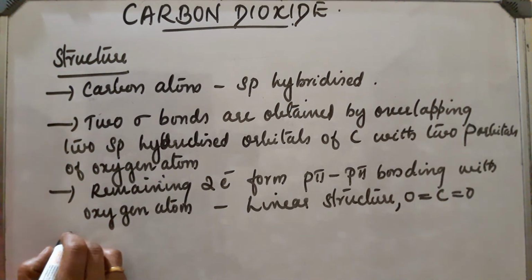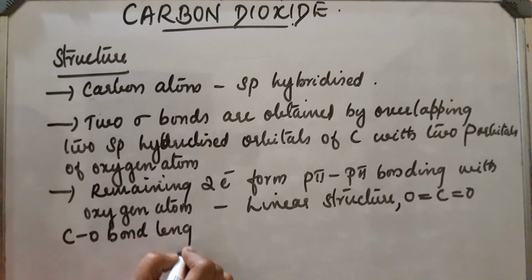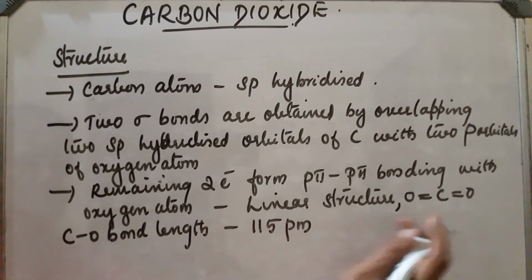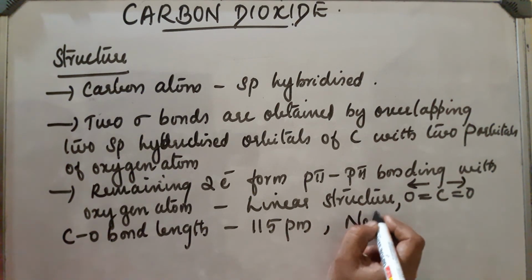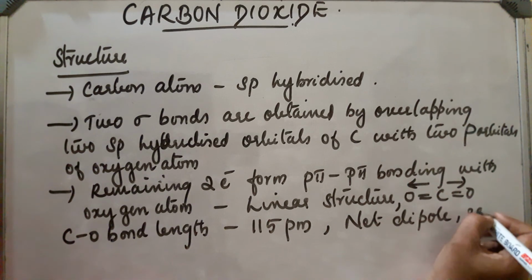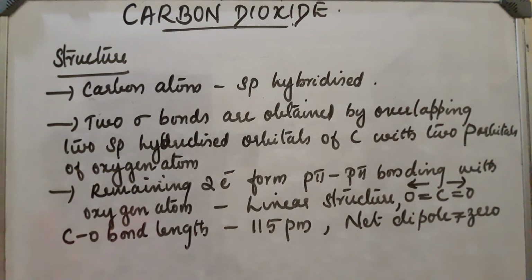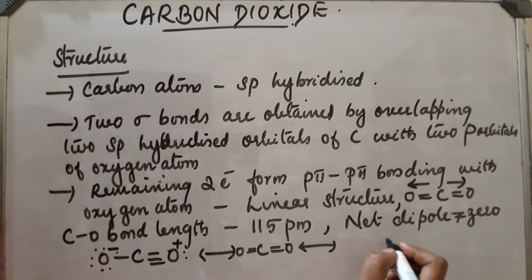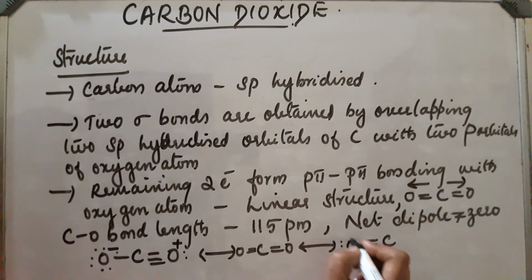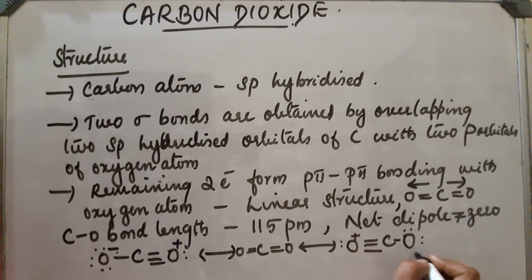The CO bond length is found to be 115 pm, and the CO bonds are equal and opposite, so the net dipole is 0. And the resonating structures of carbon dioxide are like this, with the first structure and then the next structure.